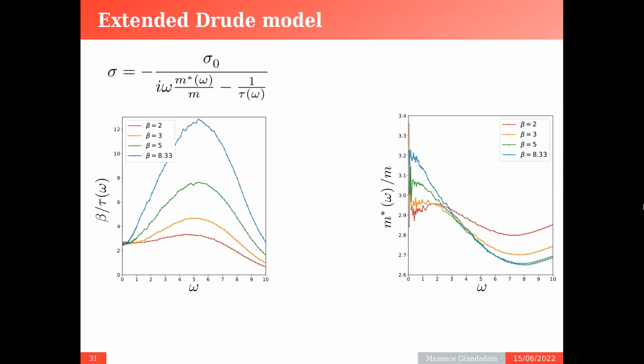And then you have a maximum of the scattering time, which is given somewhat by the bandwidth. And the mass normalization also has some structure in frequency, with a finite value at omega going to 0.